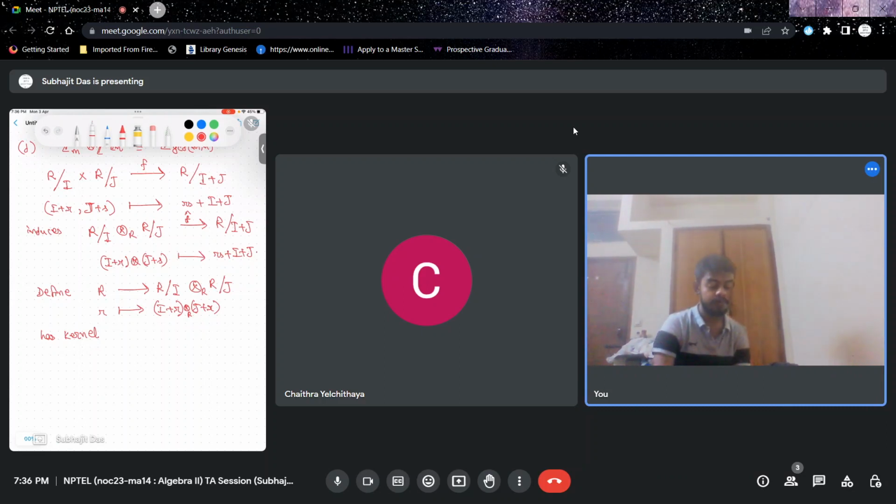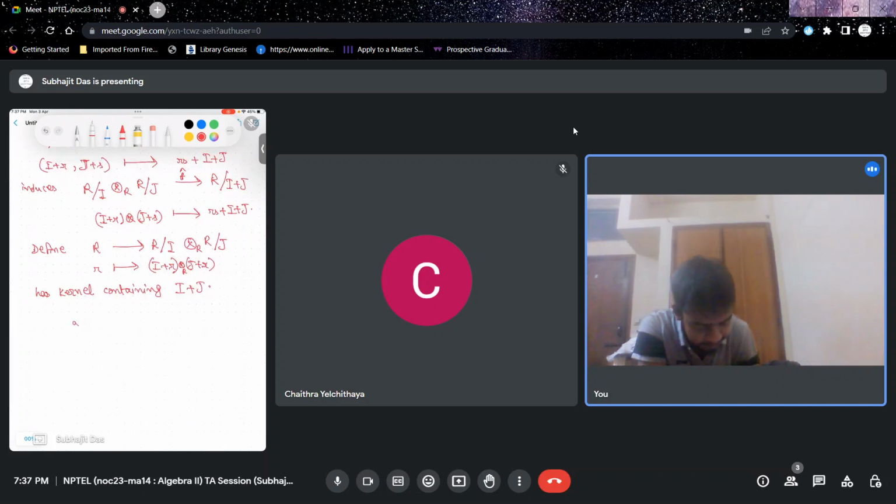Okay, so is I plus J actually contained in the kernel of the map? I don't think so, because if you take an element of I plus J, little a plus, yes, why not? Yeah, it will be. So it has kernel containing I plus J.